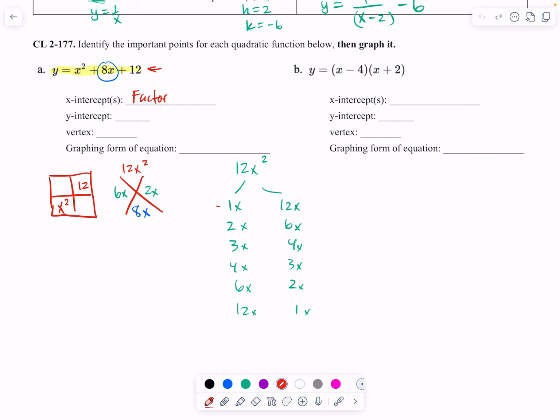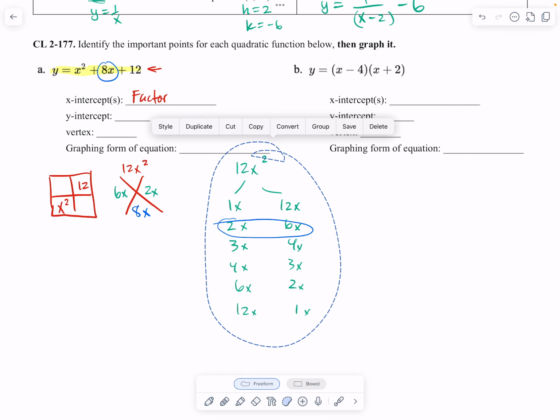And so the combination that adds to 8x is right here, right? These 2 numbers multiply to 12x squared, but then 2x plus 6x is 8x. So that's how I got what I got inside the diamond problem. Okay, I'm going to clear some space here.